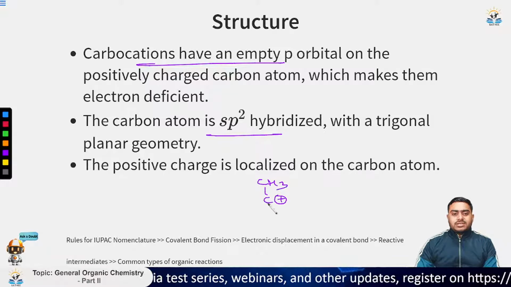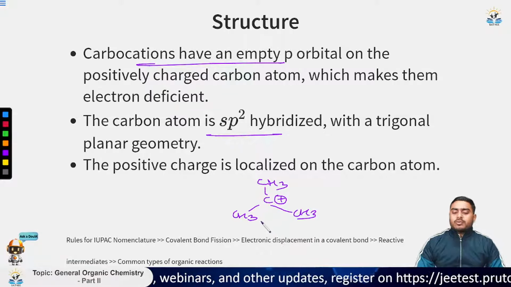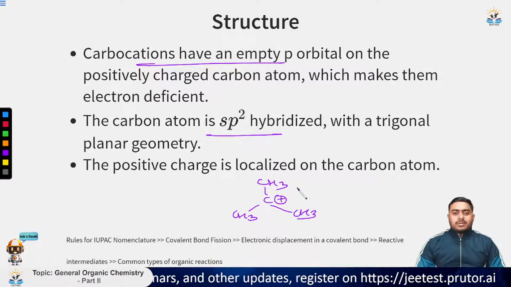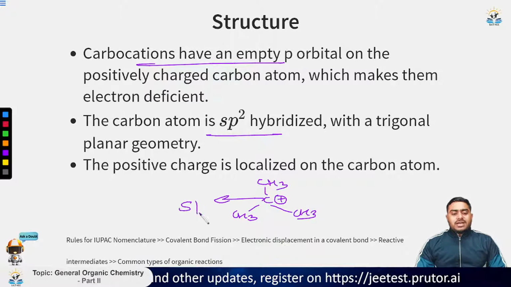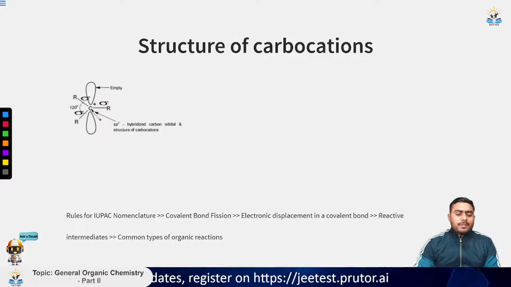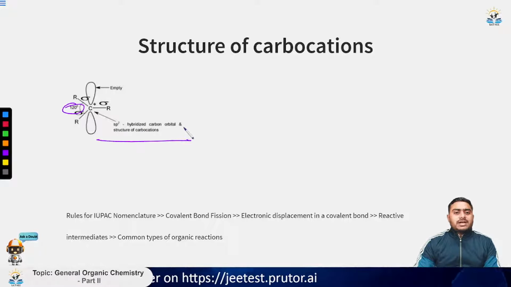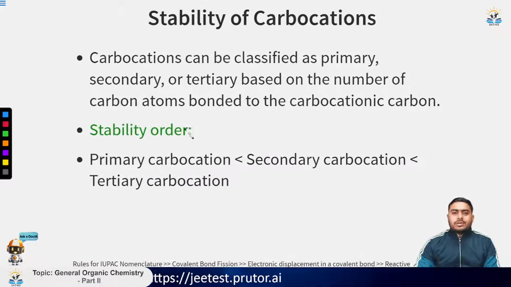Suppose this is CH3, this is CH3, this is CH3. So this should be the tertiary butyl carbocation, and the hybridization of this carbon is sp2. Right? You can see the structure here. And this is the empty orbital. There are 3 sigma bonds, 120-degree angle, and sp2 hybridized carbon orbital, and this is the structure of a carbocation.